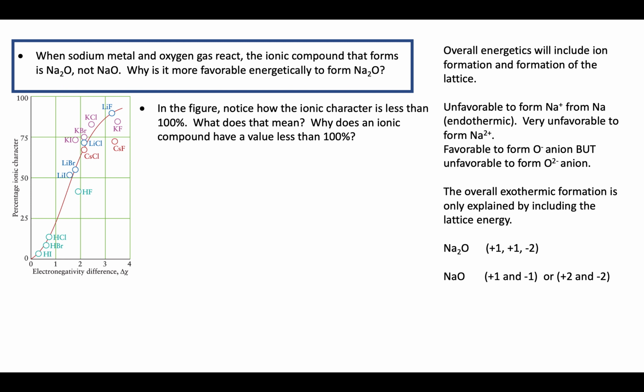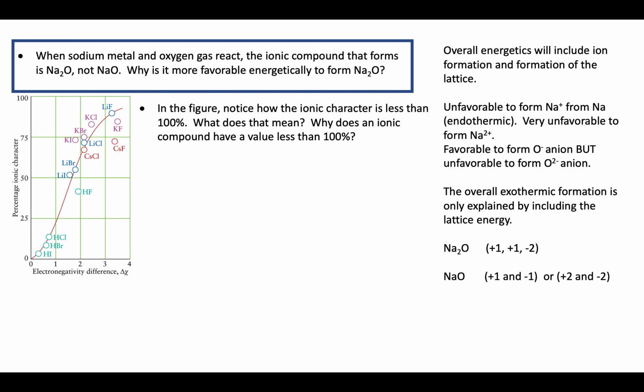Thinking about the formation of the cation and the anion, it's unfavorable to form sodium plus. Ionization energies are always endothermic. It always takes energy. And it would be very unfavorable to form sodium 2 plus because I'm now removing an electron that is experiencing a higher effective nuclear charge. It's closer to the nucleus. It's in an inner shell. So it would be a lot more energetically unfavorable to remove the second electron from sodium.